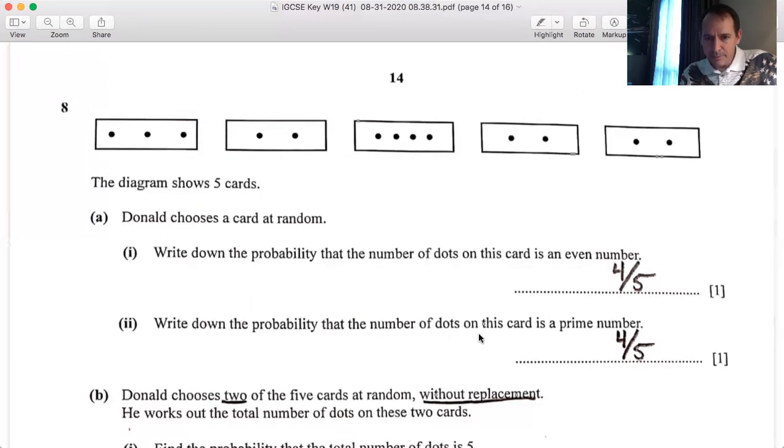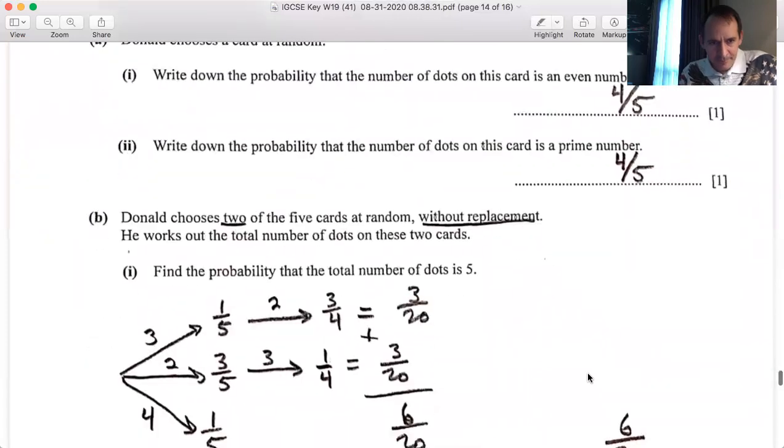Write down the probability that the number of dots on this card is a prime number. Remember, a prime number is one that only 1 and itself can divide into. 4 is not a prime number because 2 can divide into it. 2 is a prime number as well as 3. So again, we have 3, 2, 2, 2. We've got 4 out of the 5 again are prime numbers.